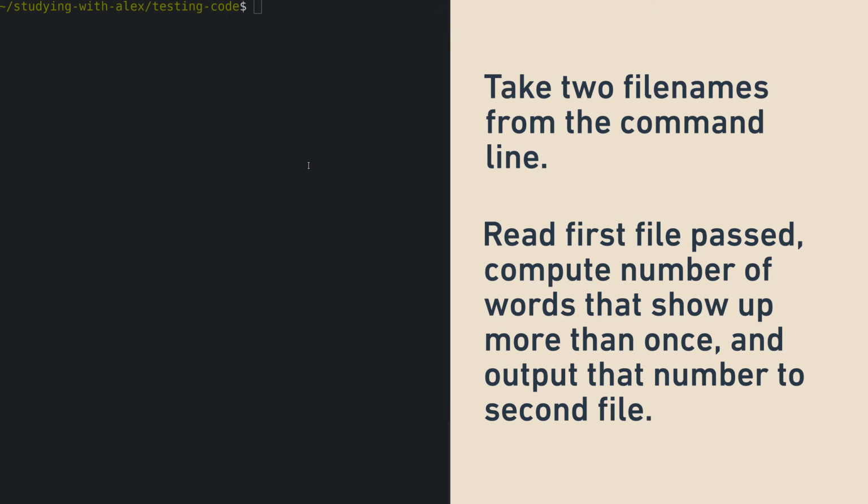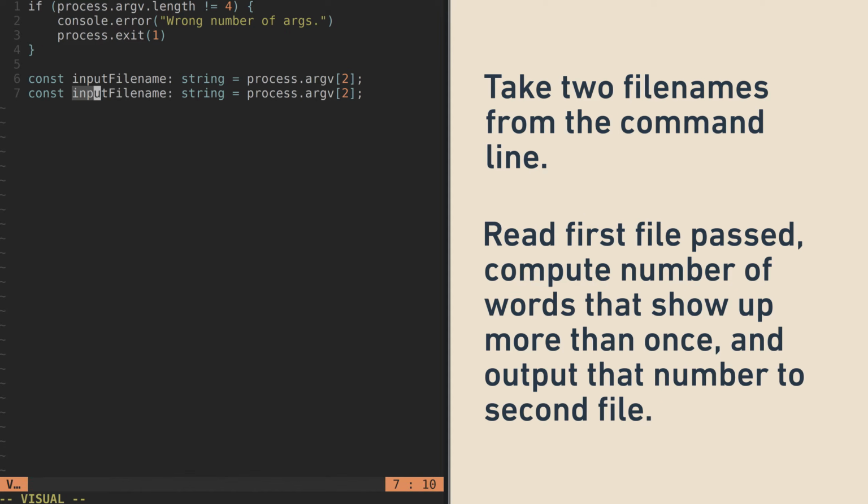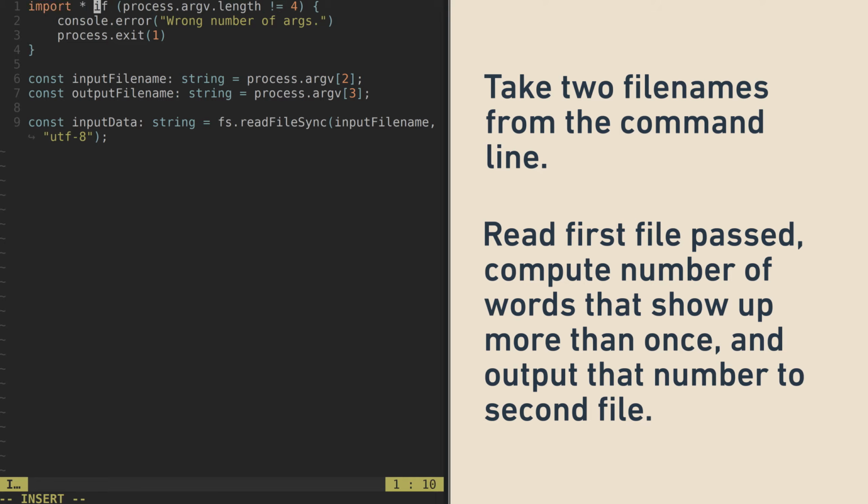I'm going to speed it up a little so it's not too boring, but you should still be able to follow along. First, we're going to check to make sure the user passes the right number of arguments in, which is 4. The first two are the node executable and the script, so the ones we actually care about are index 2 and 3. So let's assign them to variables. Then we'll read the input file into a string. Oh, and add the relevant import along the way.